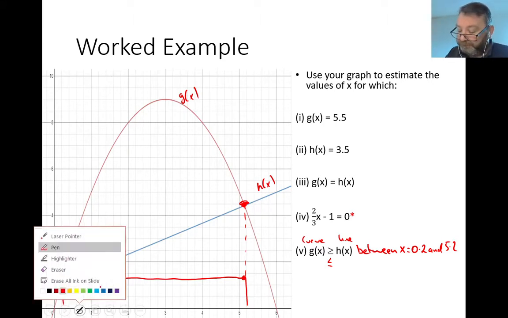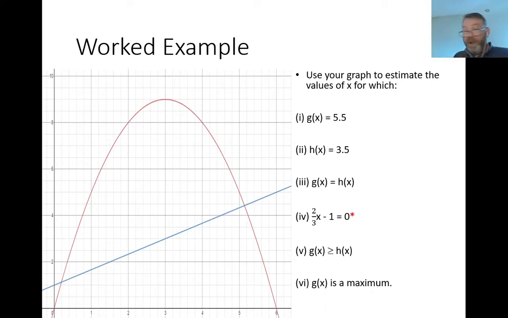And finally, just one more here. Where is the g of x a maximum? Now, the function, what does the function do? It spits out values. So what they're asking you here is, where is g of x? Where is the curve at a maximum? And if you follow the curve is at a maximum here. So what they're asking you is, what value of x causes the curve to have a maximum output? And the answer is, if we follow it straight the way down there, the answer is x equals 3.